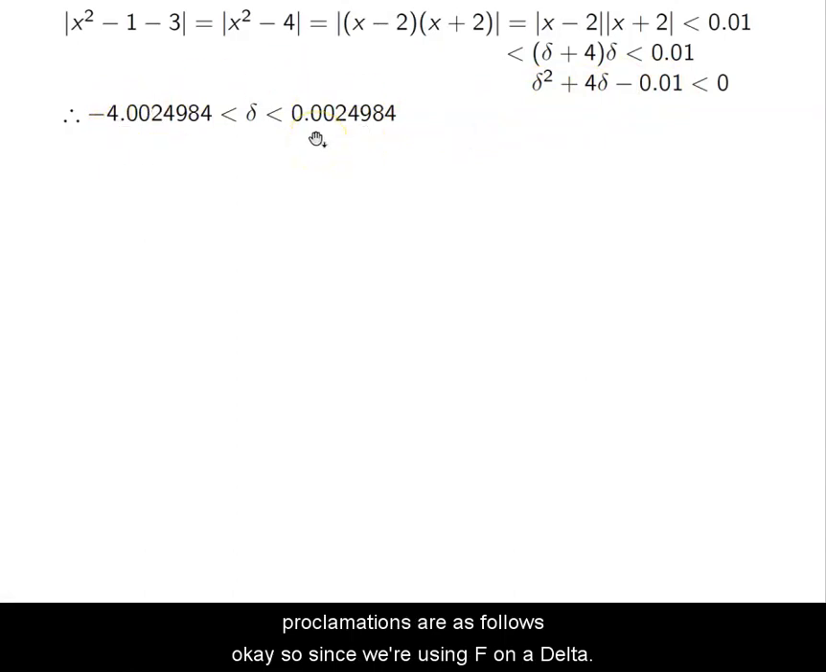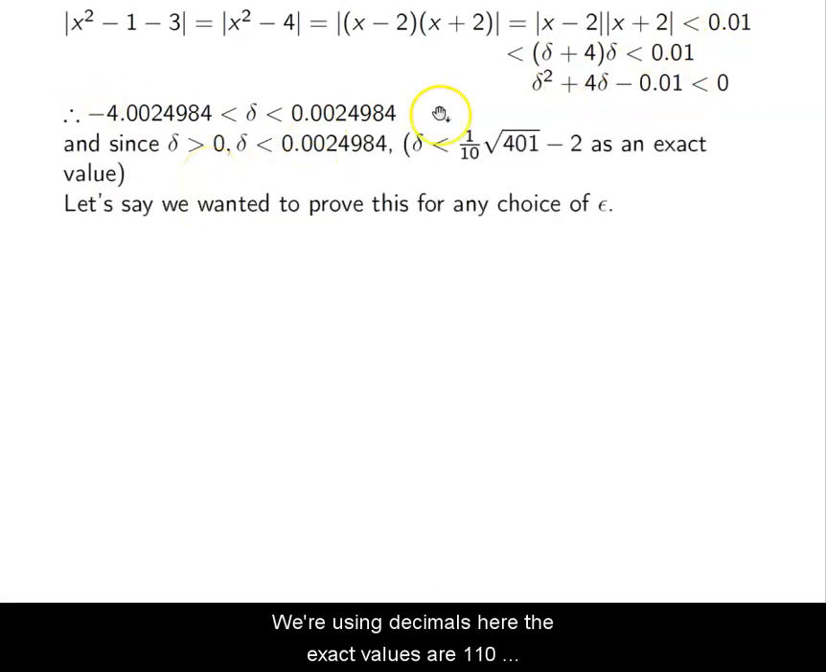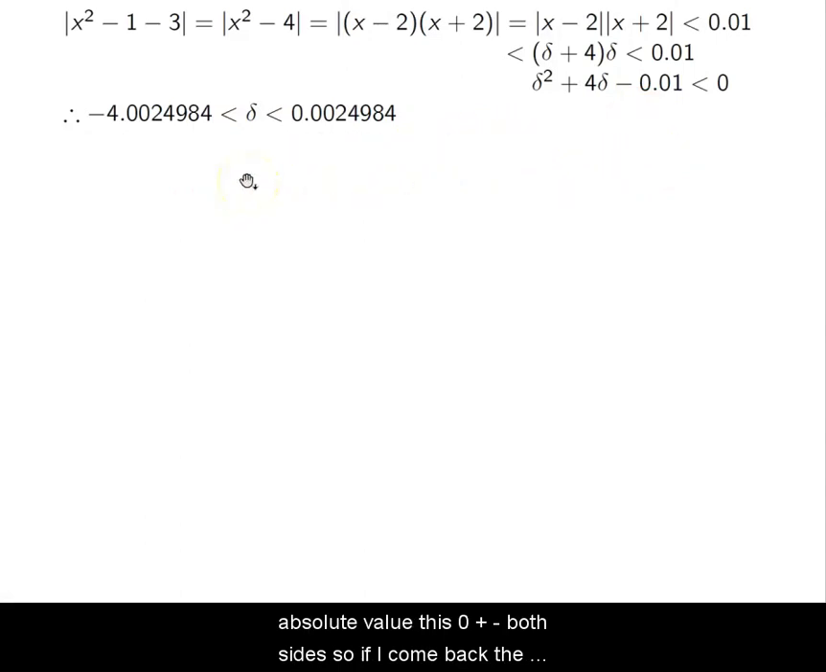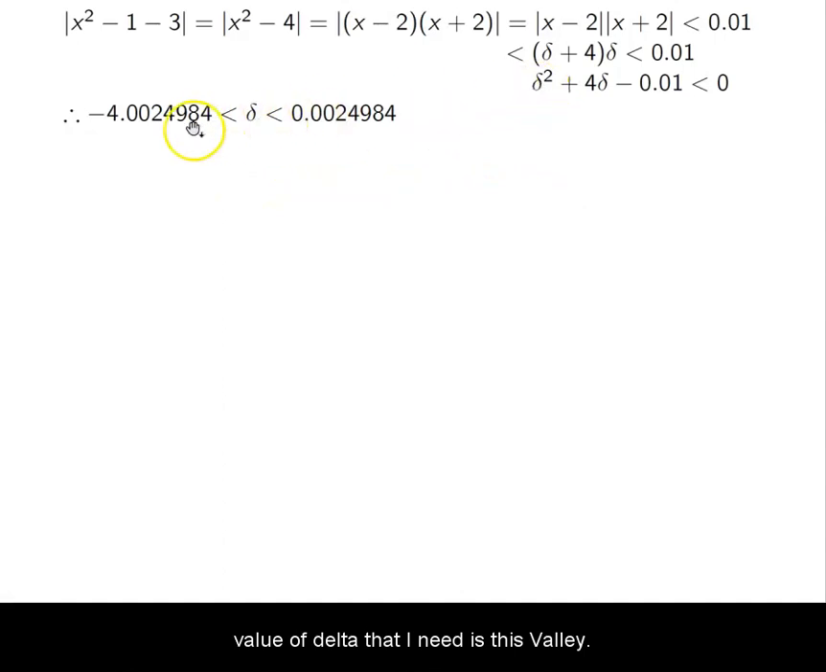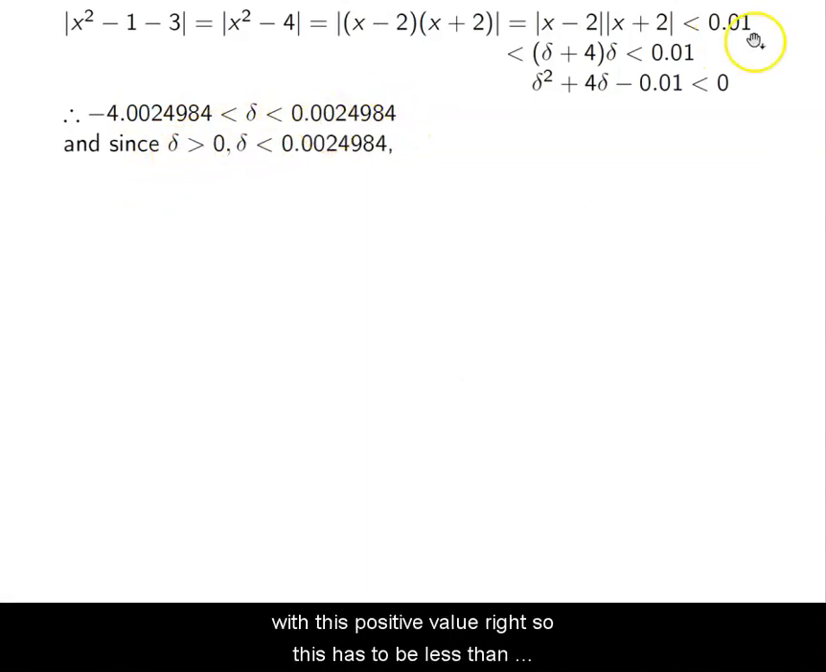Since we're using epsilon and deltas, we're using decimals here. The exact value is 1/10 square root of 401 minus 2. So really, taking the absolute value, this is plus and minus on both sides. So if I come back, the value of delta that I need is this value, and since delta has to be greater than 0, that means we're sticking with this positive value.